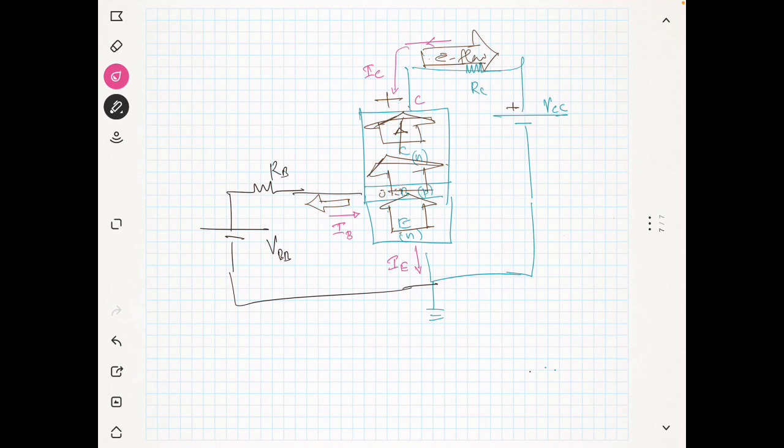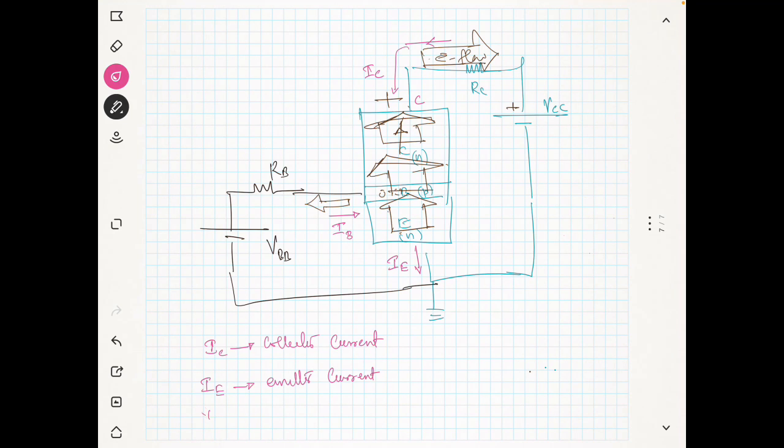Now you can easily write the relation between these currents. What is the relation between IC, IE and IB? So what is this IC? IC is known as the collector current. And what is IE? IE is known as the emitter current.